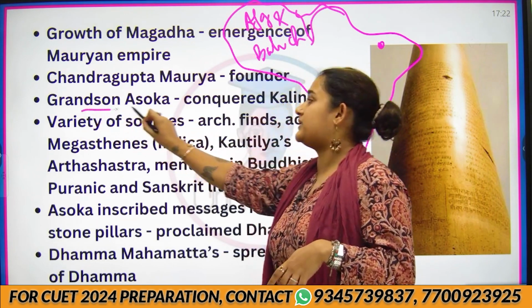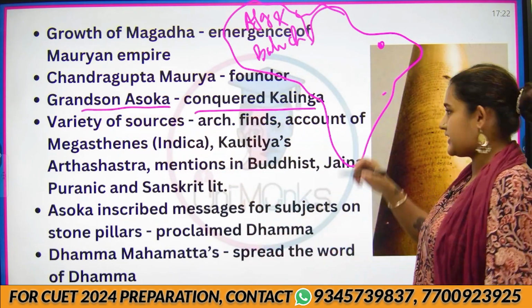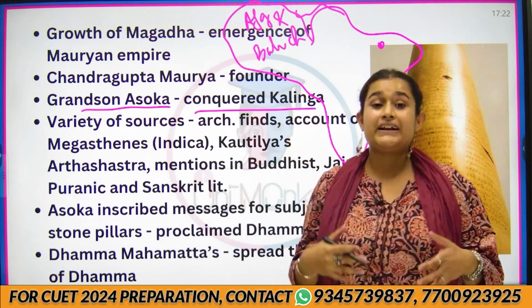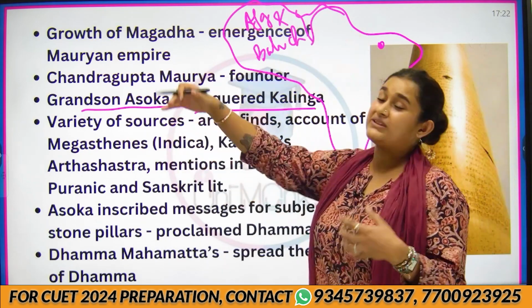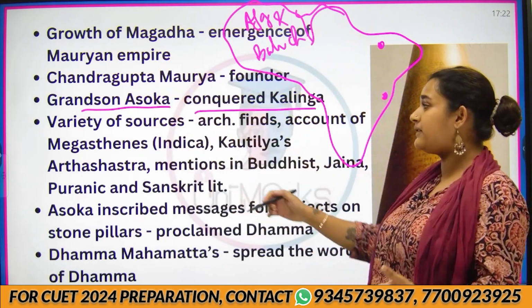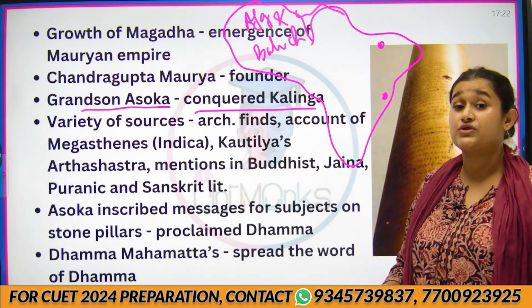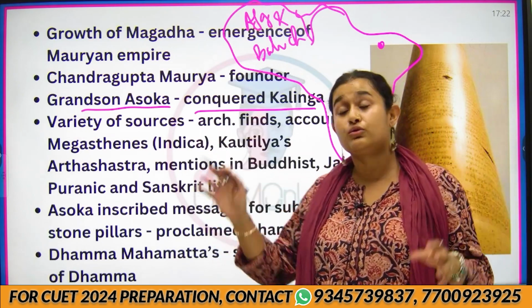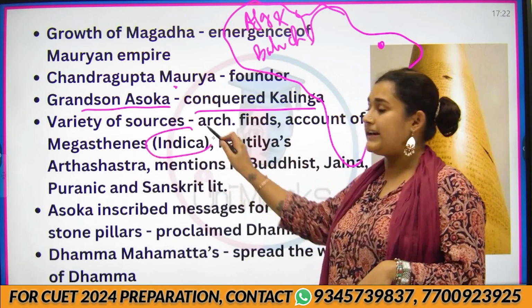His grandson Ashoka conquered Kalinga. Kalinga is Orissa over here, okay? Now, a variety of sources tell us about this empire, about this family, including archaeological finds, obviously, accounts of Megasthenes, all right? Megasthenes was a Greek ambassador to the court of Chandragupta Maurya, all right? He wrote the book Indica.